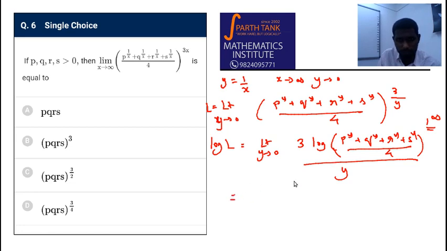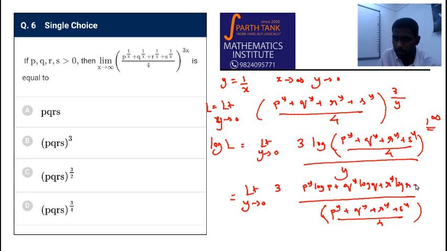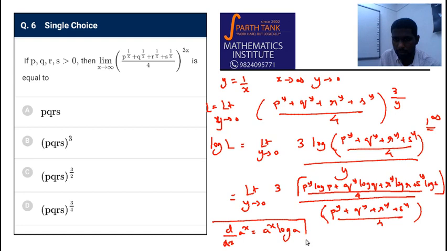So use L'Hospital's rule. So it says differentiate the numerator and differentiate the denominator. How do we differentiate the numerator? Keep the 3. If you differentiate this whole thing, it has to become 1 by the whole term, right? p power y plus q power y plus r power y plus s power y by 4. And then you have to differentiate this term itself. Now that is interesting because p power y's differentiation is p power y log p, q power y log q, r power y log r, s power y log s, upon 4. Remember here we have used the rule d by dx of a to the power x is a to the power x log a. Okay, we are using this expression.